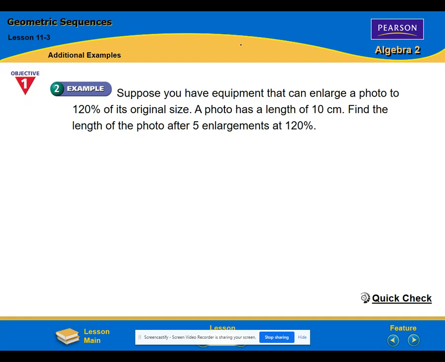And my strong recommendation for you on problems that are kind of real life is to list out a couple of numbers, especially if you get stuck. If you get lost, list out a couple of numbers. What are we starting with? A photo that is 10 centimeters. What if I take that 10 centimeters and multiply it by 120% one time? You know that 120% is like multiplying by 1.2. Take 10, multiply by 1.2, you'll have 12. Take 12 and multiply by 1.2, you'll have 14.4.